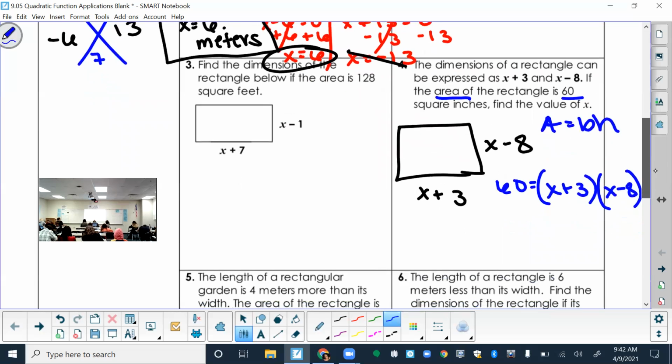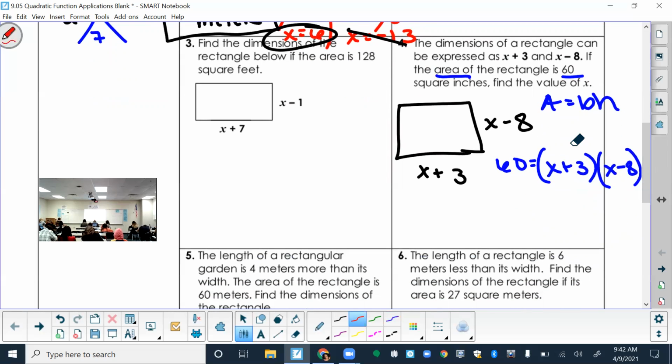How do I multiply it? What's that called? Distribute works. What's the other thing called? FOIL. All right, both of them work, but we'll do FOIL. So first terms, what's x times x? Outer terms, we have x times -8. Good, don't forget that negative sign. Inner terms, 3 times x. And last terms, we have 3 times -8.